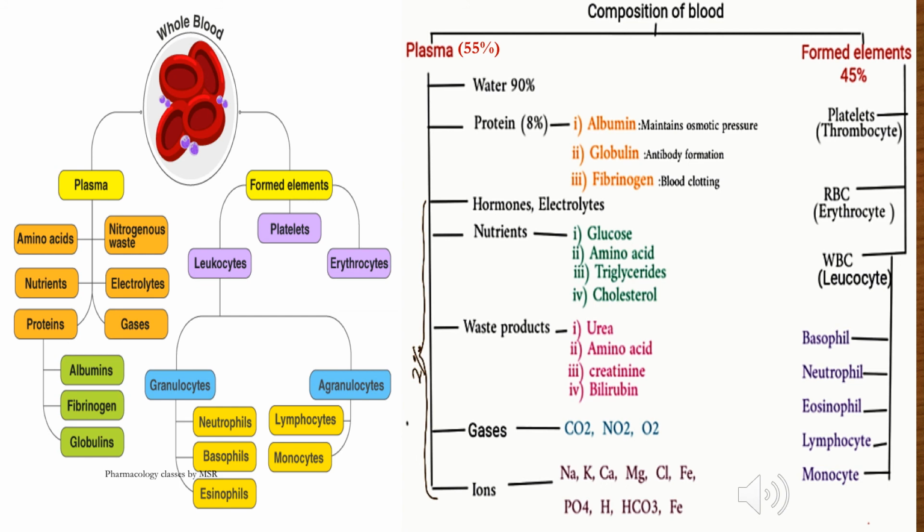plasma. Whereas formed elements include the platelets, which are also called thrombocytes, RBC, red blood cells, which are also called erythrocytes, and WBC, which are white blood cells, also termed leukocytes. These leukocytes are again subdivided into granulocytes and agranulocytes. Granulocytes include neutrophils, basophils and eosinophils. Agranulocytes include the lymphocytes and monocytes. This is the composition of blood.